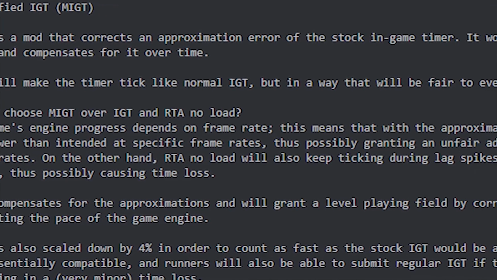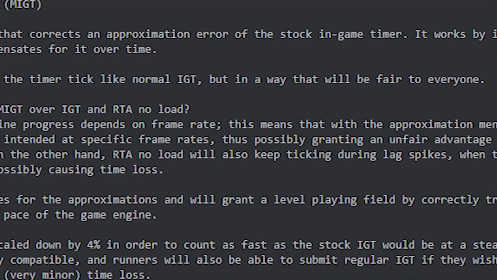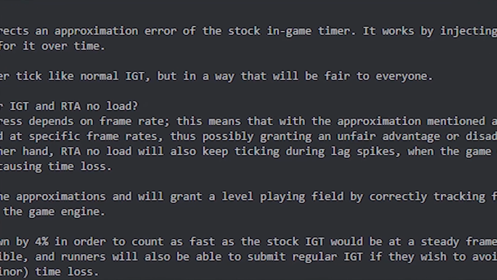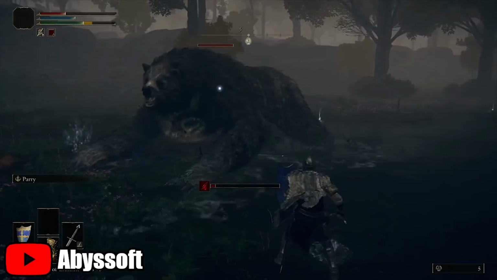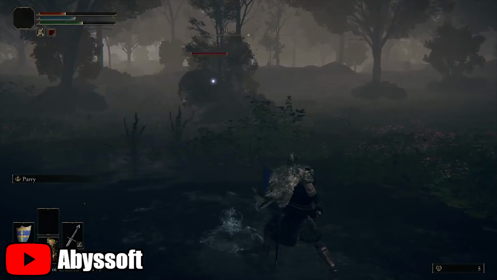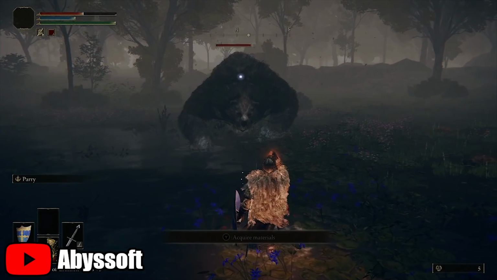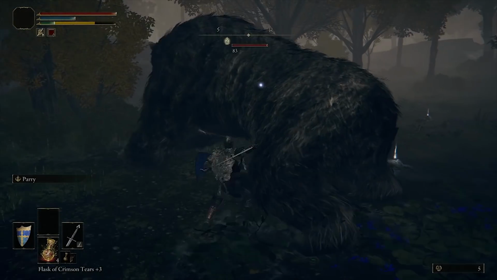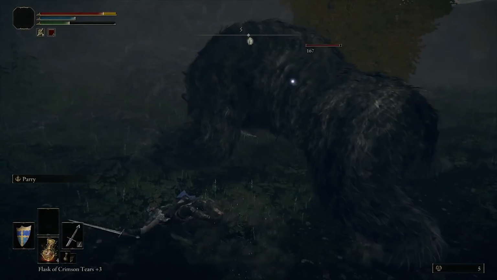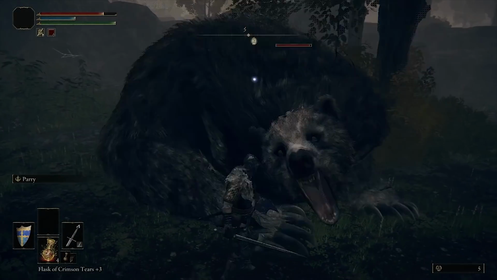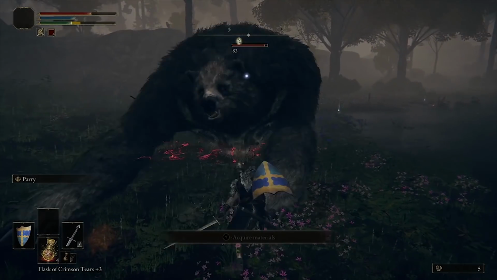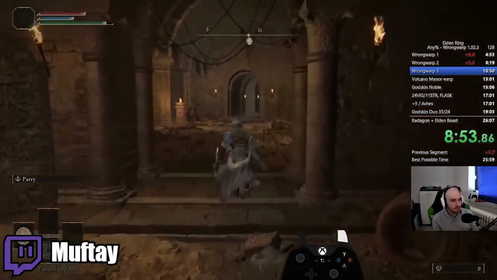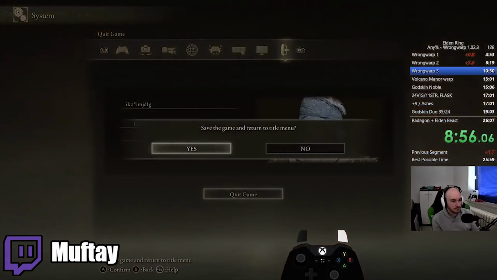MIGT is a mod that uses code injection to fix the timing issues with the in-game timer, as like Dark Souls 2, Elden Ring's timer can run faster or slower, depending on the frame rate. On top of that, the game is notorious for having lag spikes, and an RTA timer that doesn't count loading time wouldn't be accurate either, since it would keep running during the lag spikes. But the MIGT timer fixes this issue, and ensures that only the frames being ran by the engine are counted towards your time. The MIGT timer is as close to the standard that Metroid Prime set as you can get, but it didn't come without issue.